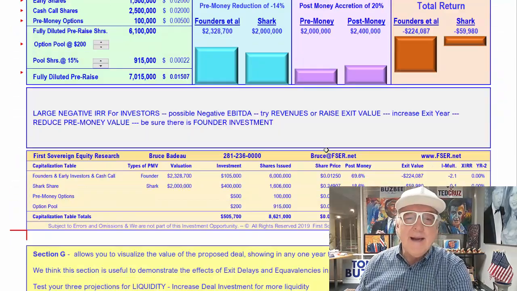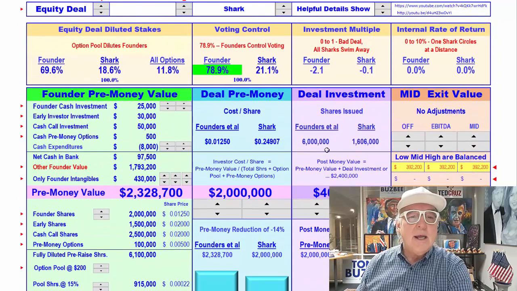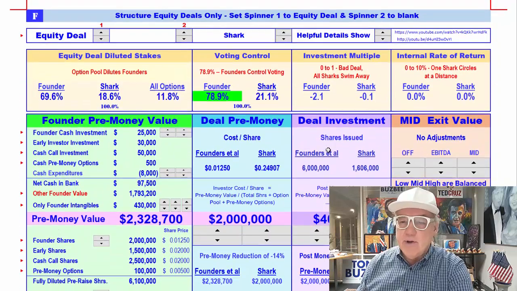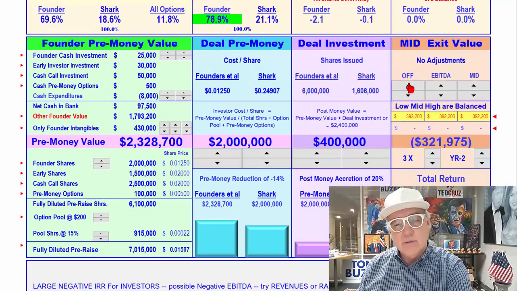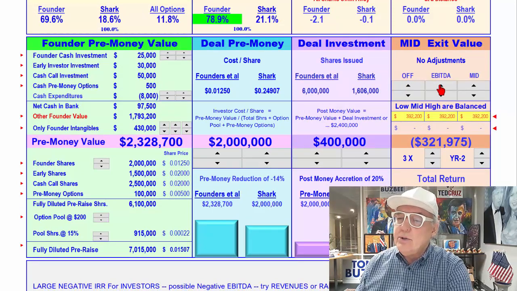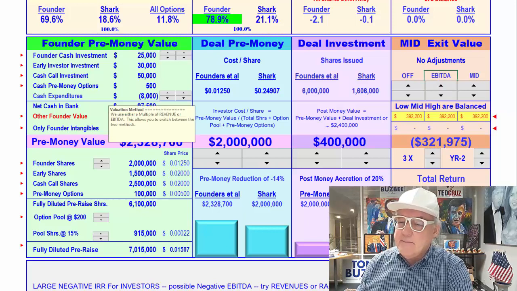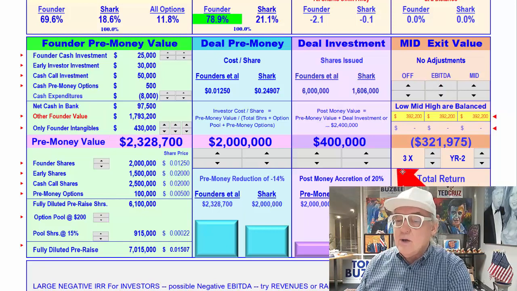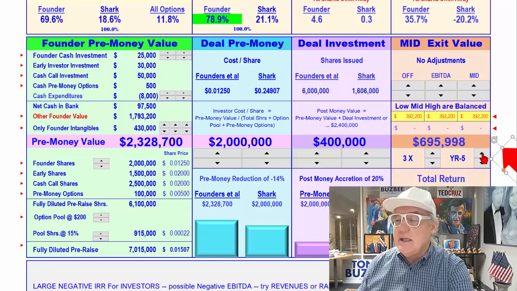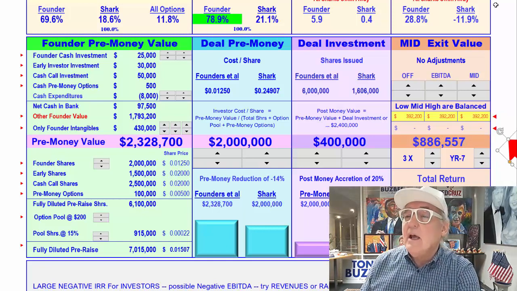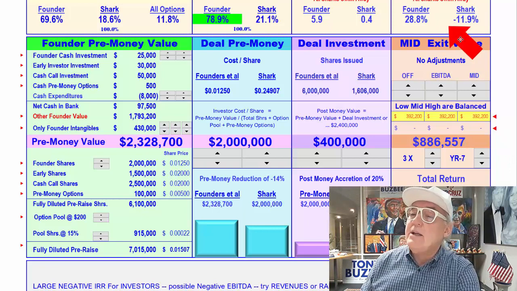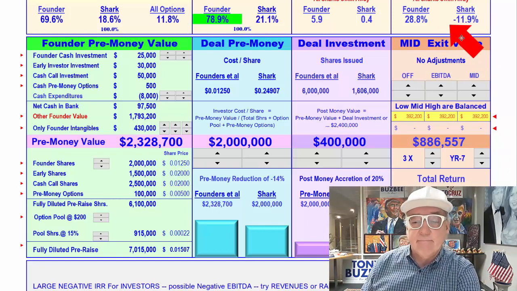I'm going to scroll back up to our section F, and I'm going to show you where we are right now. We are going to turn off the adjustments. We are going to use a multiple of EBITDA. We're going to use 3 times that, and we're going to sell in year 7. It shows at 886,557. Also shows the shark having a negative 11.9%.